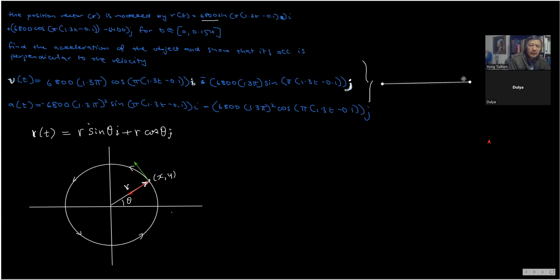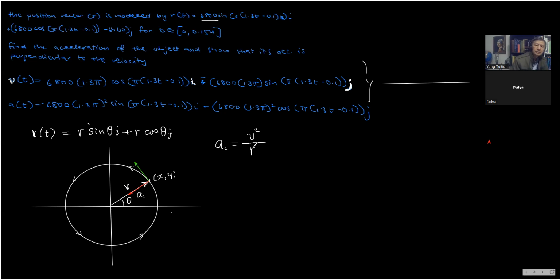Find the acceleration of the object, and that its acceleration is perpendicular to the velocity. That's very amazing, because in circular motion, I can write a formula here. Can you see? This acceleration is called centripetal acceleration in physics. Do you remember the centripetal acceleration formula? That is velocity squared divided by r.